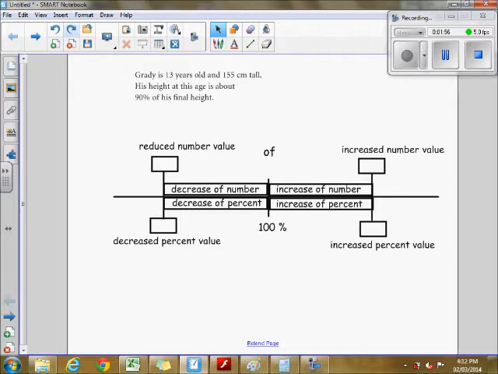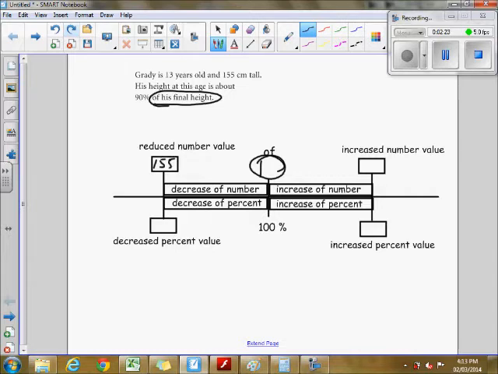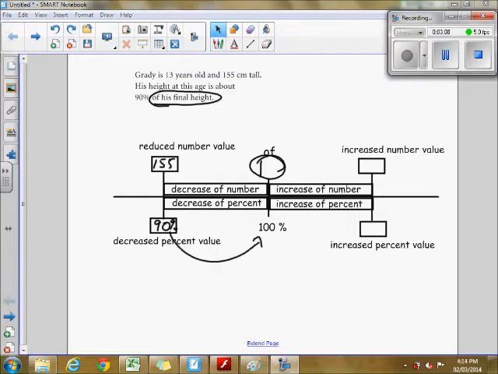Grady is 13 years old and 155 centimeters tall. His height at this age is about 90% of his final height. Now you'll see in most of these questions, you have the key word of his final height. So when it says of, it's typically where the 100% is. So we don't know that final height. That's what we've got to try to find. We do know though that 155 is 90% of his final height. So what we have here, we have 90%, and we're trying to get to 100.